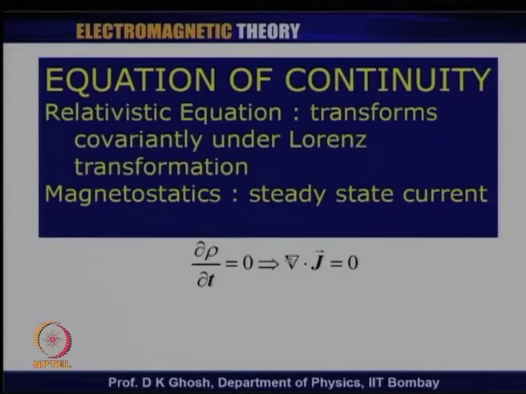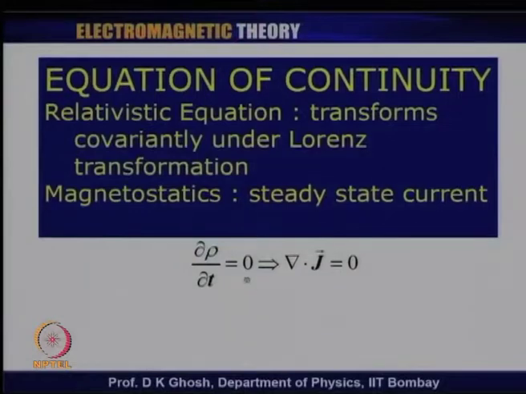Since we will be interested primarily in magnetostatics, namely my currents are steady, therefore I must have d rho by dt equal to 0, because there is no accumulation of charge in the volume. As a result, the corresponding equation becomes del dot of j equal to 0. So, this is the steady state form of the equation of continuity.